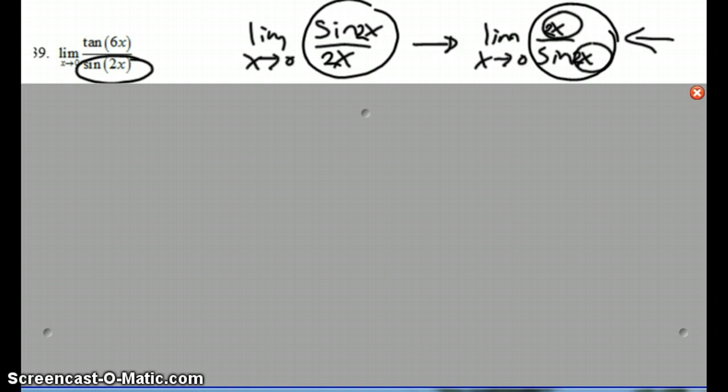So my suggestion is try somehow to get this 2x over sine 2x or sine 2x over 2x by doing some math, and split up your limit into two pieces at least. Give it a try, press pause, and I'll reveal step by step some of the work I did to solve this.